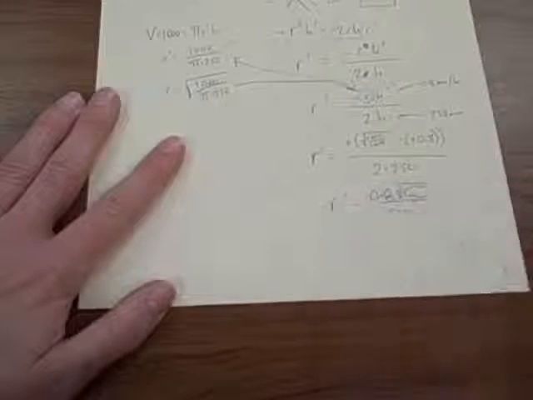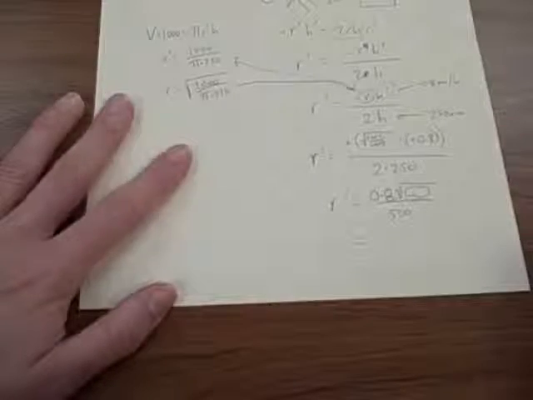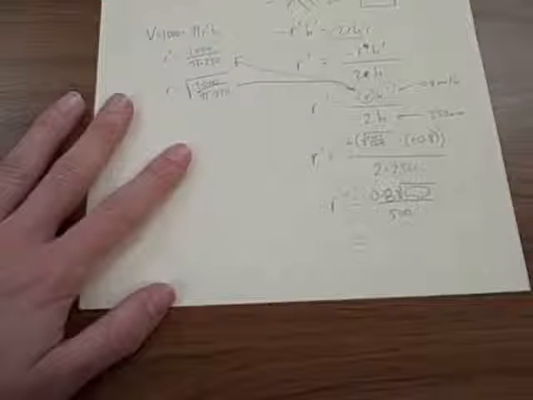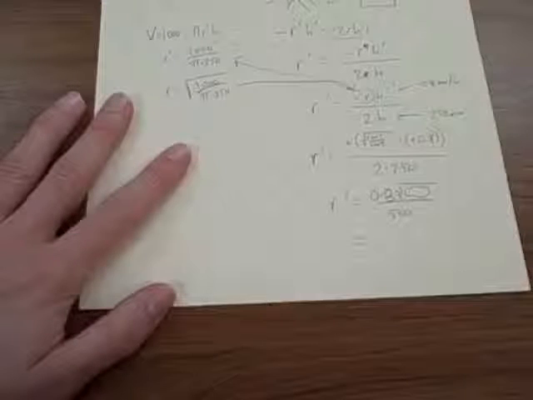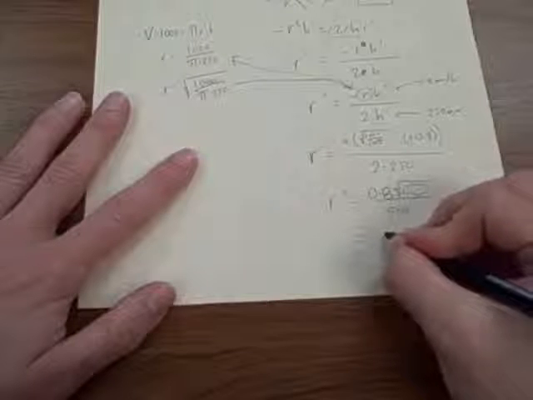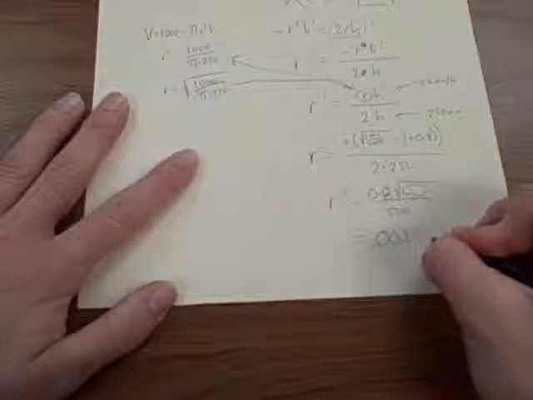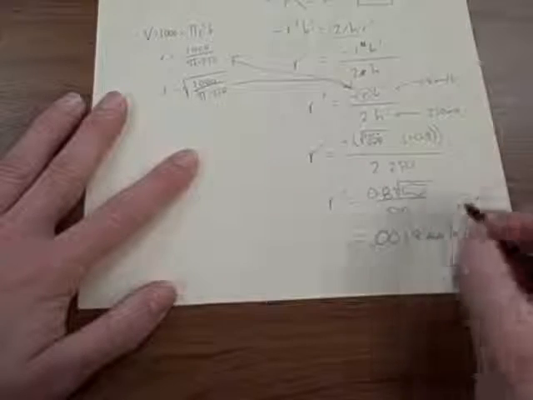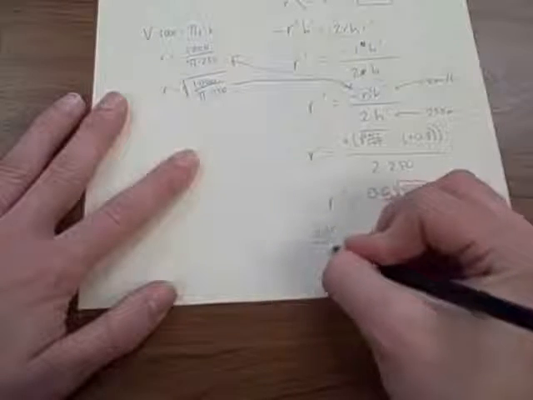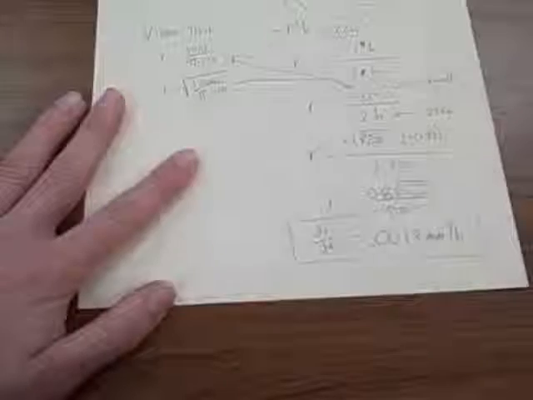And if you plug that into a calculator, what does it come out to be? I think I did this already. Yeah, all right, so it should come out to be 0.0018 millimeters per hour as your rate of change of radius with respect to time.